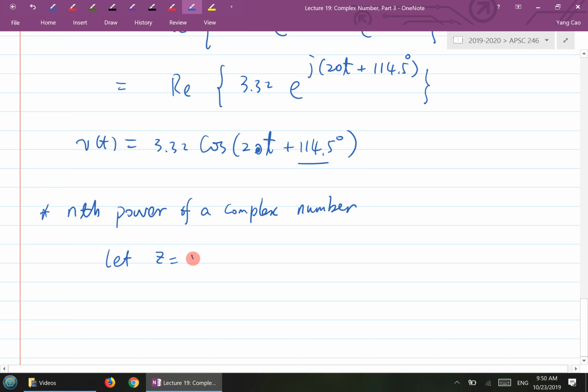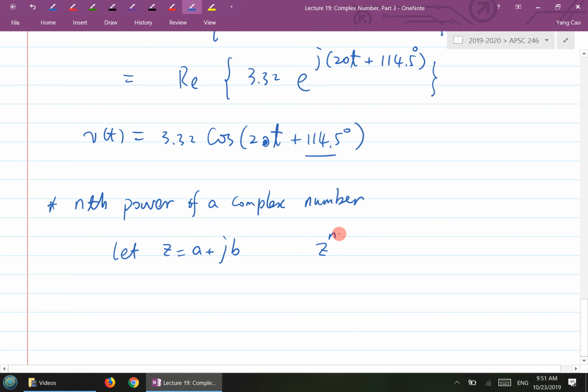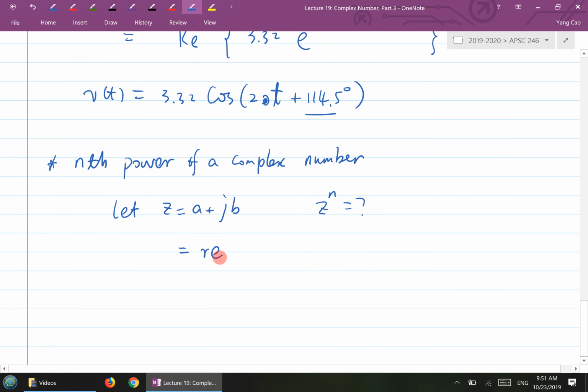So for example, if we have a complex number a plus jb, and you're interested in the power of n, z to the power of n. If I want to do this, what would you do? Your typical approach is a plus jb times a plus jb, and then times a plus jb, and then times again. So you multiply n times. And you can imagine if you multiply 10 times, you're probably going to spend the whole morning just doing the calculation. But I do have a shortcut.